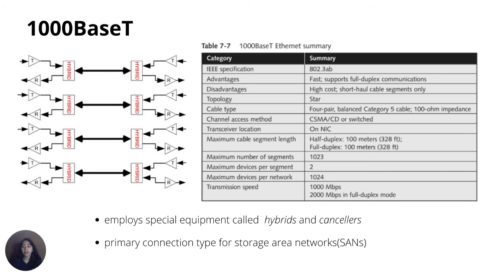1000BASE-T Ethernet is gaining wide acceptance in corporate data centers to connect servers to the corporate backbone and as the primary connection type for storage area networks, or SANs. The table on the right side shows the 1000BASE-T Ethernet summary.